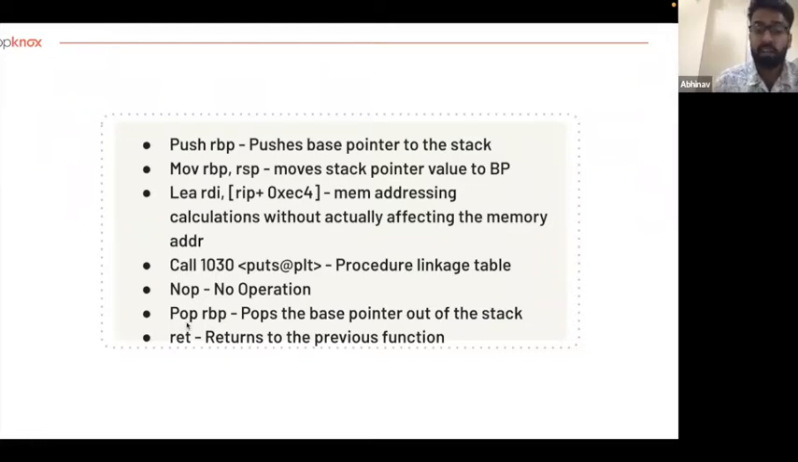The next instruction is pop RBP. If you see, when we entered the function, we had pushed the base pointer value onto the stack. And now when the instruction has finished execution, it is now popping the value back out, and then the return instruction, which is the last instruction, sends the instruction pointer back to the function that called the main function.